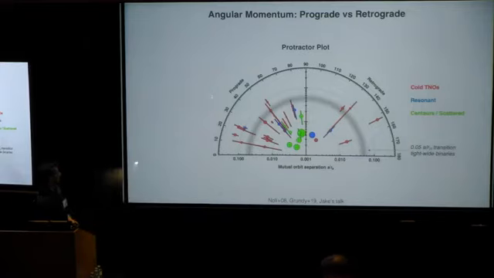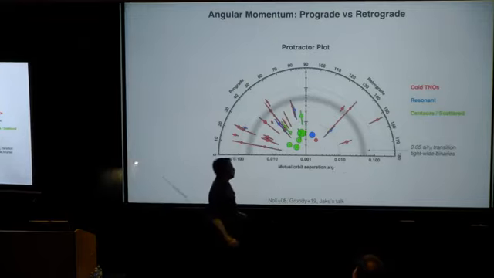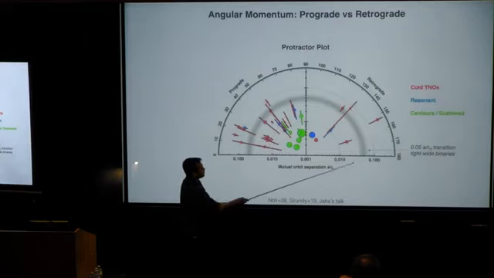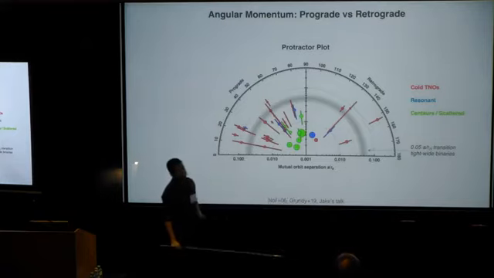I call it a protractor plot. What you see here is, from 0 to 90, the objects are prograde. From 90 to 180, they are retrograde. It seems that there is a transition, actually, as the binaries go to more than 0.05 of the Hill radius.